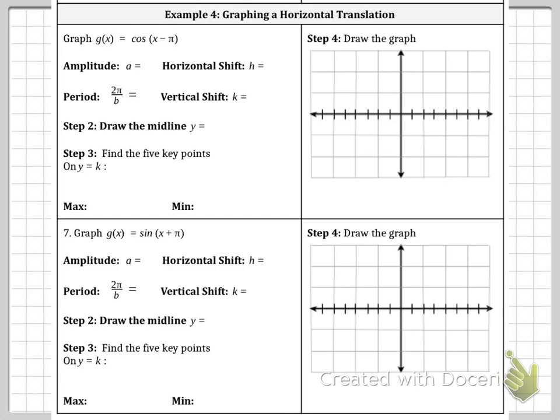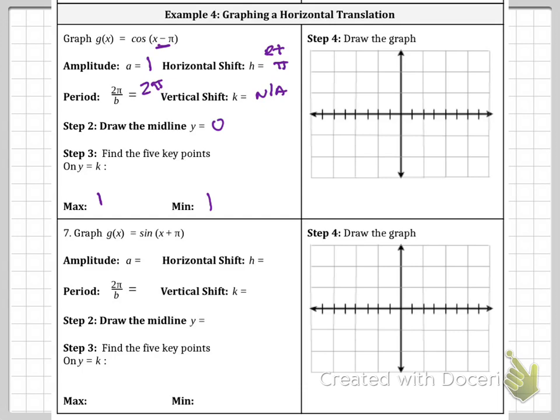So horizontal translation, we have here that our amplitude is 1 and the horizontal shift. So horizontal shift is inside. We're going to the right pi. Our period is 2 pi, and the vertical shift is not applicable. Our midline is still at 0. We're not shifting it at any point. We're just focusing on the horizontal translation. Our maximum will be 1, and a minimum will be negative 1.